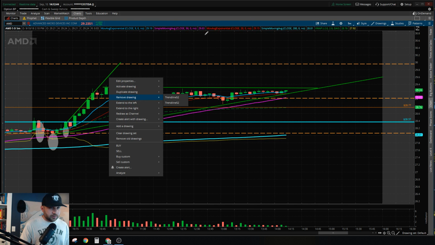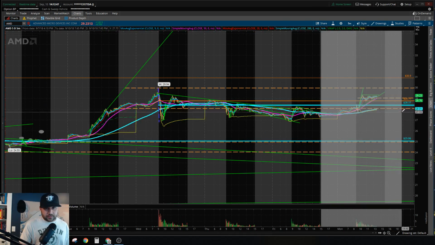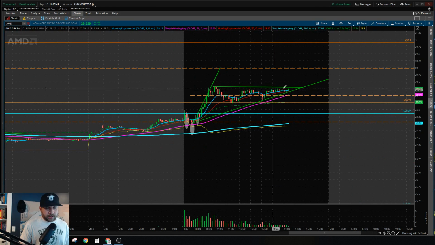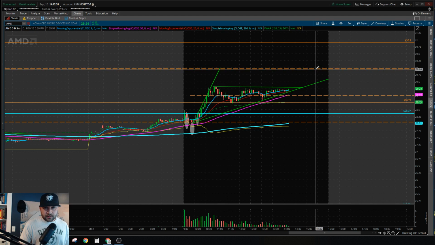And I'm just showing you guys quickly, we've got this ascending triangle pattern right now in AMD. We'll have to see if this flat top breaks out. I'm using a 5-minute chart. If it breaks out, you can see AMD go to $30 today.